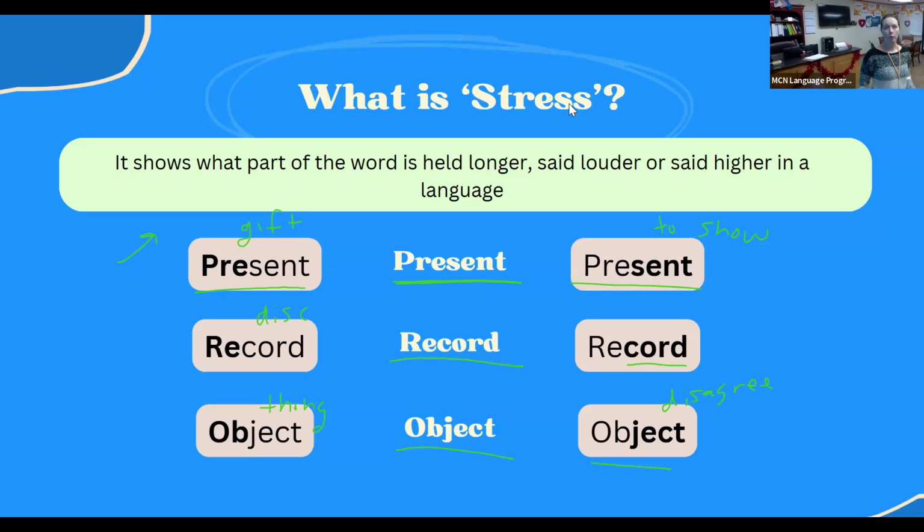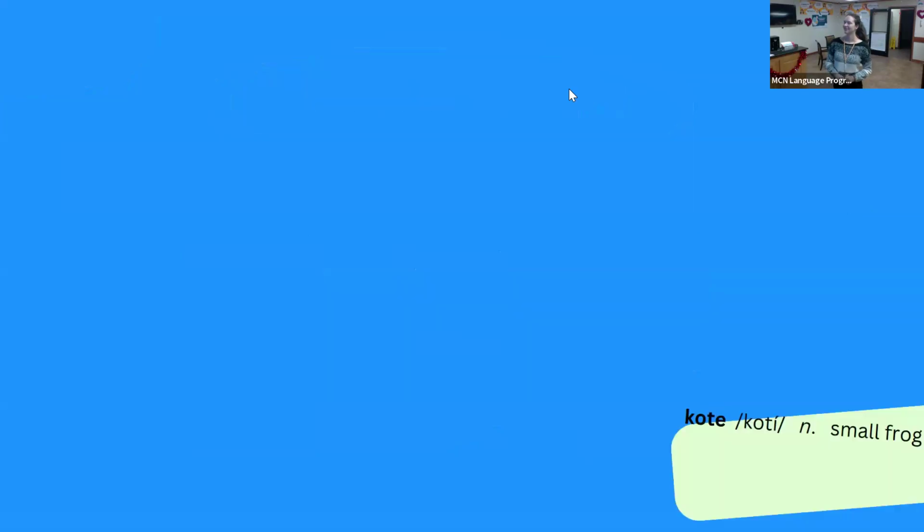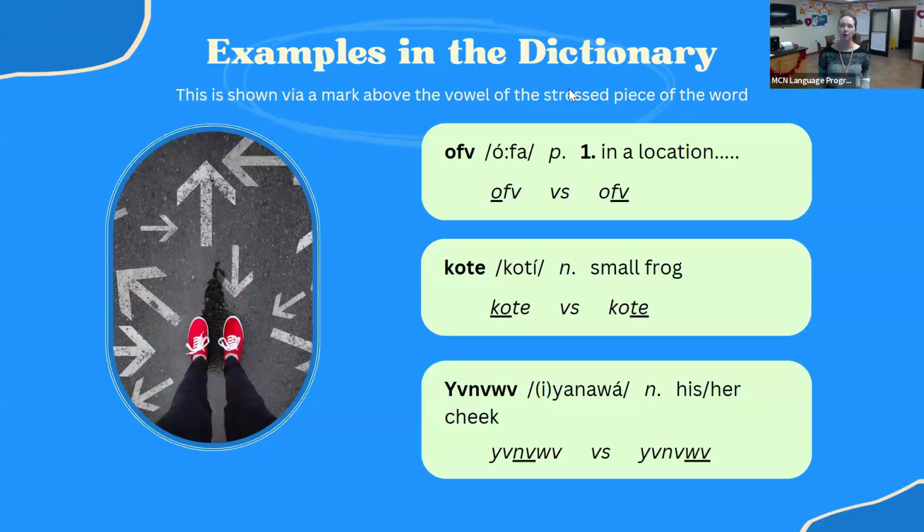So stress is really important. It's important in English, it's important in all languages. The dictionary will show you where the stress in the word goes, which is super helpful because otherwise it can be really hard to understand someone if your stress is in the wrong spot. So here's how it's shown in the dictionary.